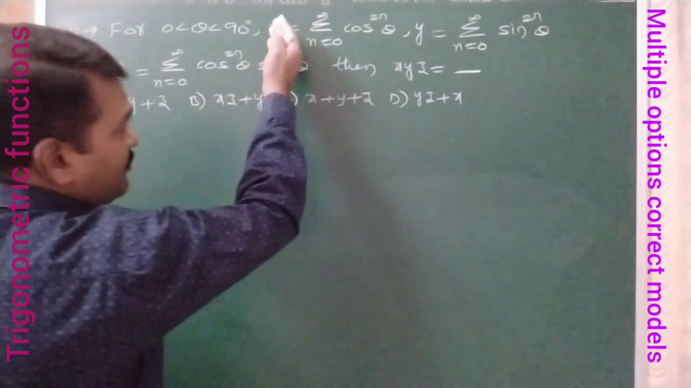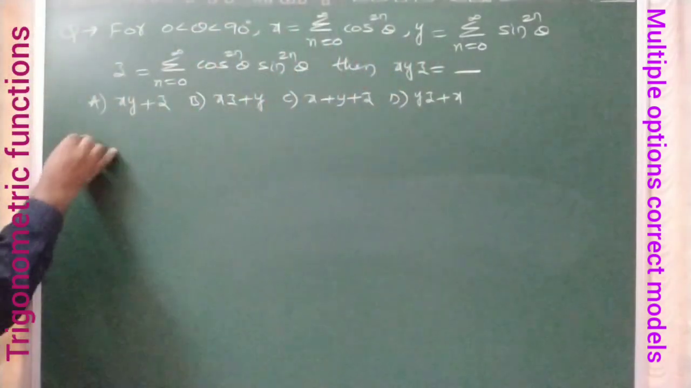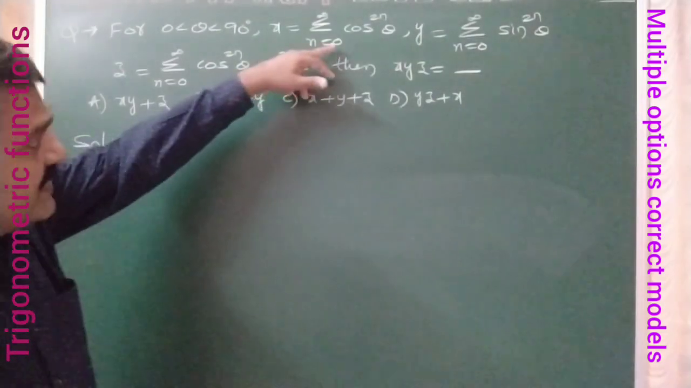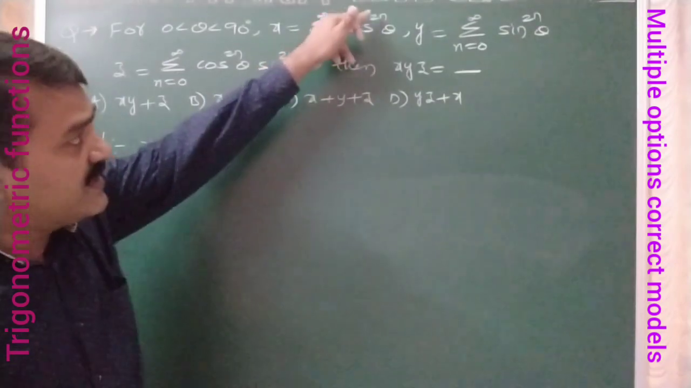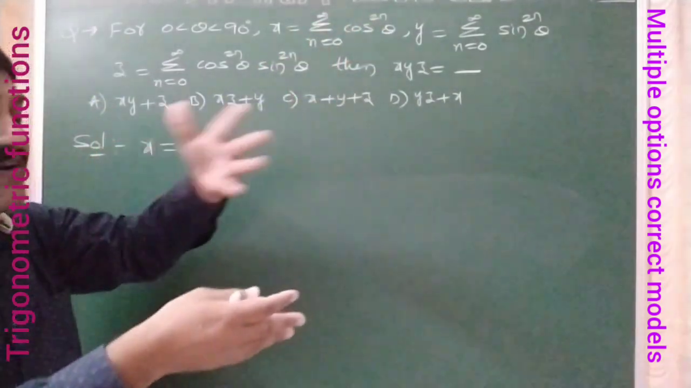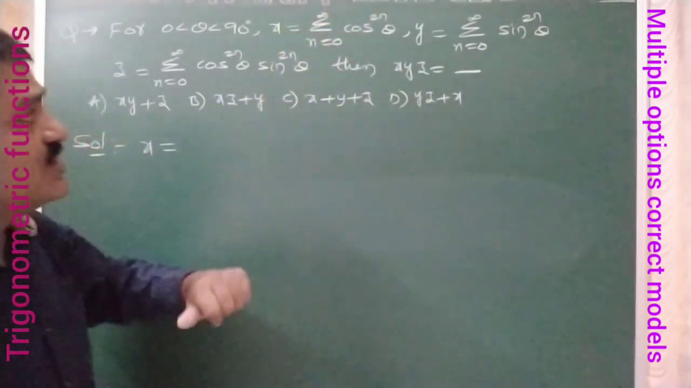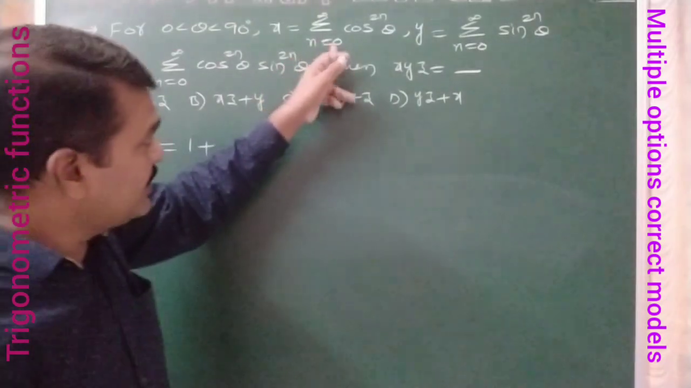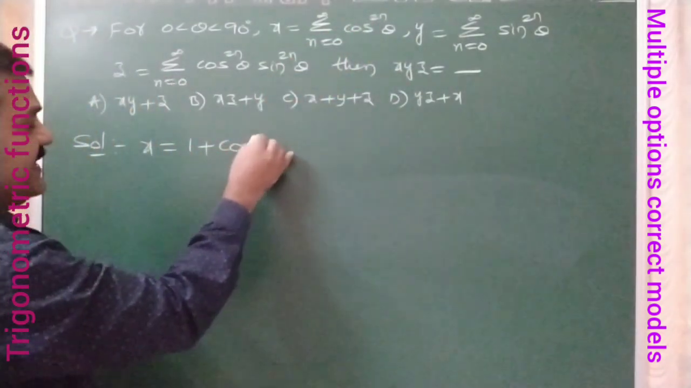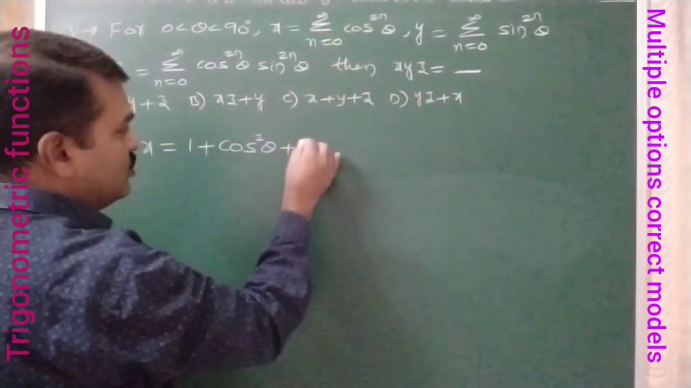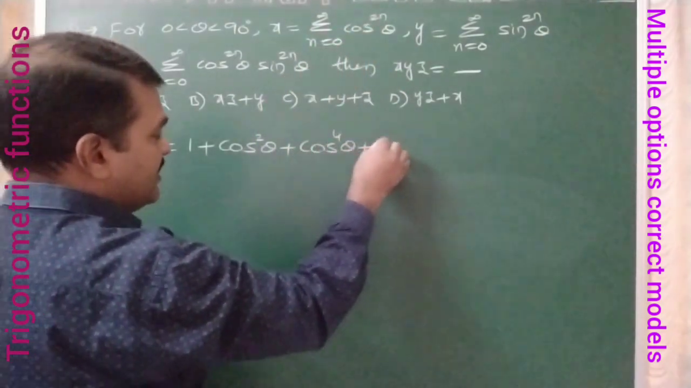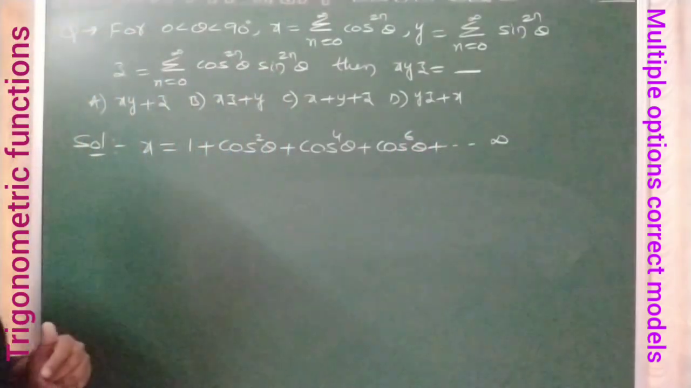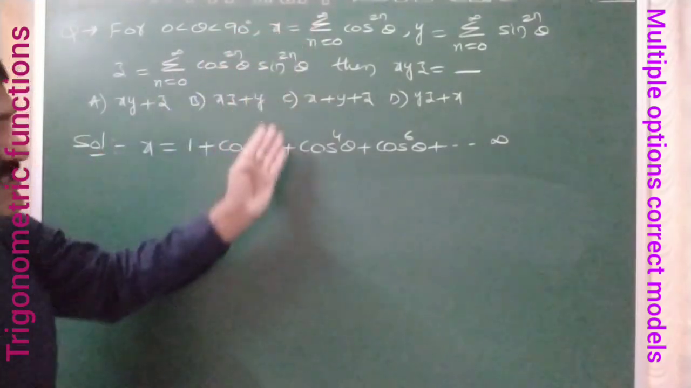Okay, so let us try to find the xyz values. First I am taking x. Summation n runs from 0 to infinity cos power 2n theta. So let us write the full form of the summation. Take n is equal to 0: cos power 0 theta, that means 1. Take n is equal to 1: you will get cos squared theta. Take n is equal to 2: cos power 4 theta. Take n is equal to 3: cos power 6 theta, plus so on up to infinity. So this is the actual full form of the summation.